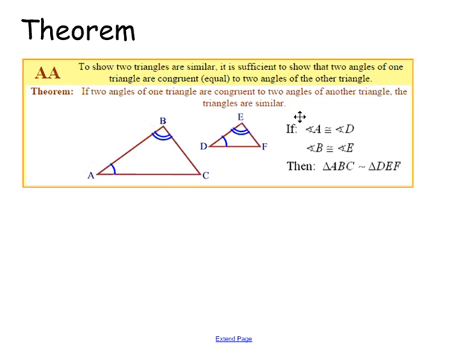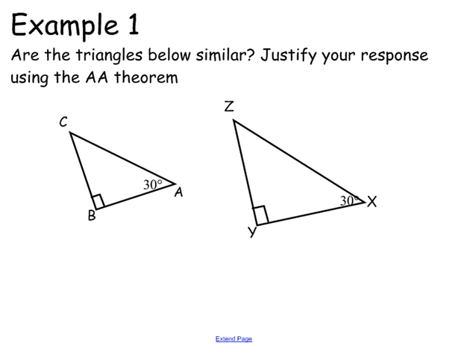Again, to summarize, if you want to show two triangles are similar, it is sufficient to show that two angles of one triangle are congruent to two angles of the other triangle. So let's apply this theorem to three examples, and then we are finished. It says, are the triangles below similar? Justify your response using the angle-angle theorem.